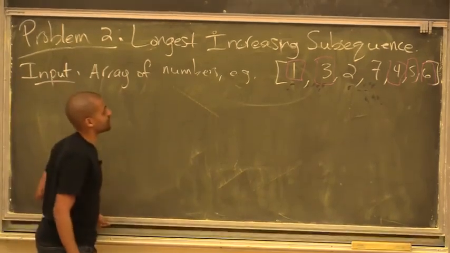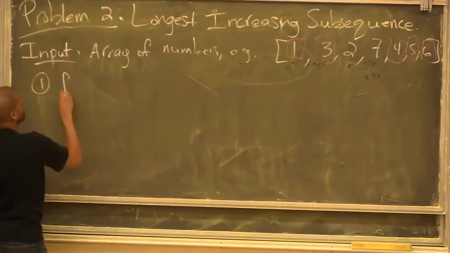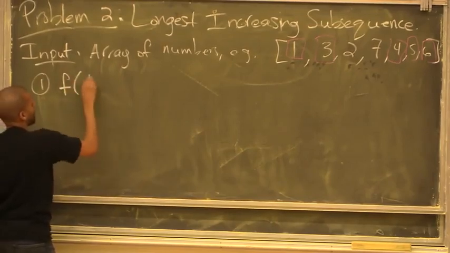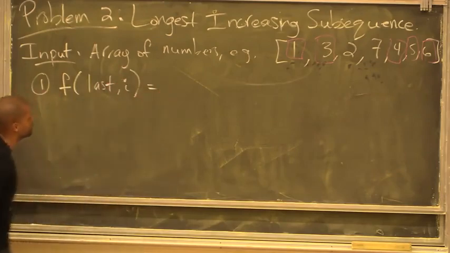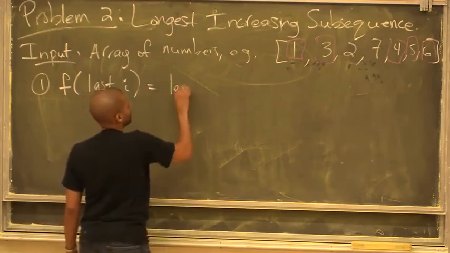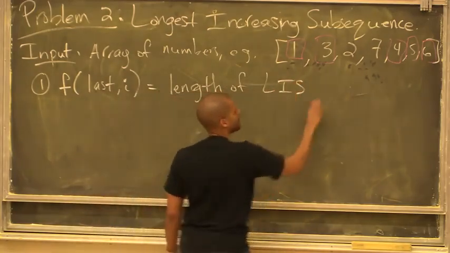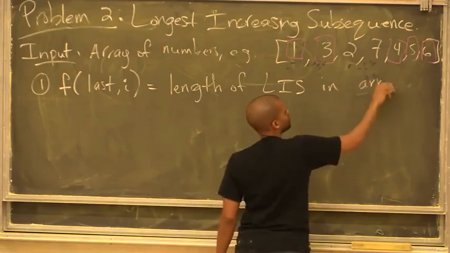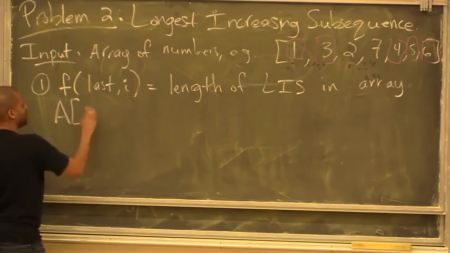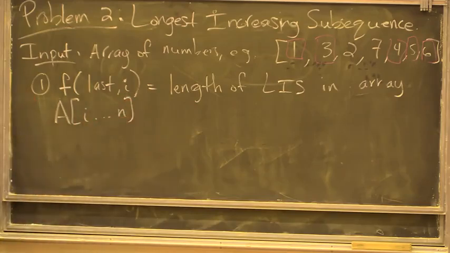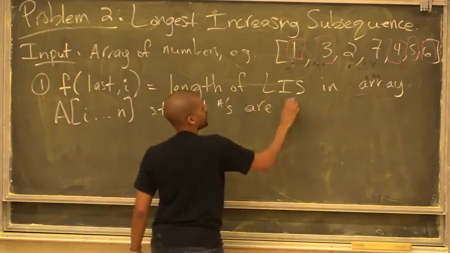So here's what I'm going to do. I'm going to define a function f, let's call it f(last, i), is equal to the length of the LIS, the longest increasing subsequence, in the array A, where I'm only allowed to use the numbers from the ith entry onward, such that all numbers I pick are bigger than A[last].